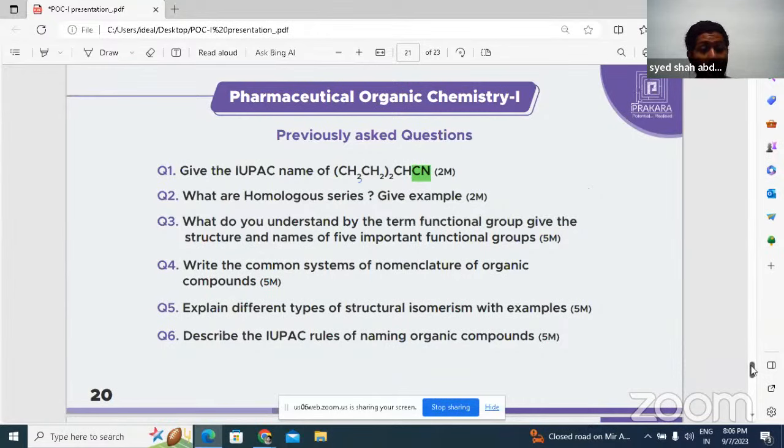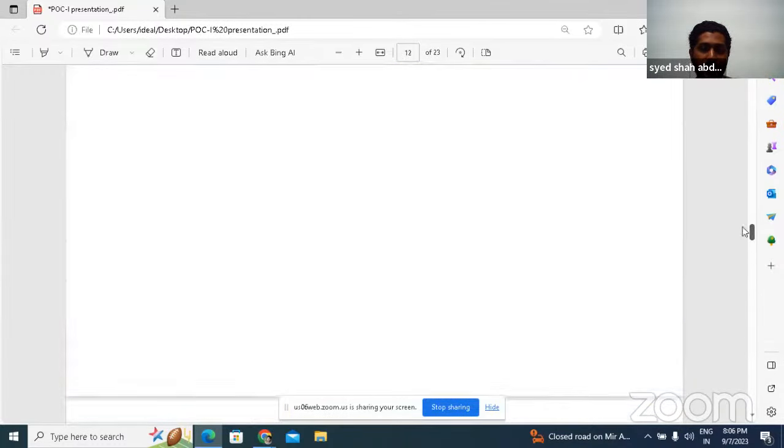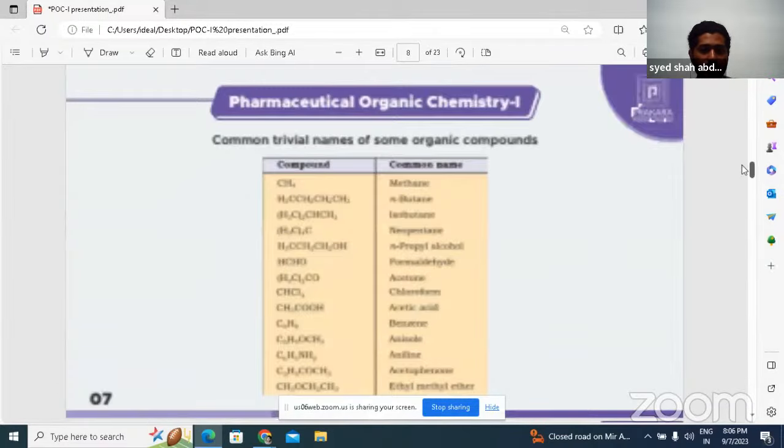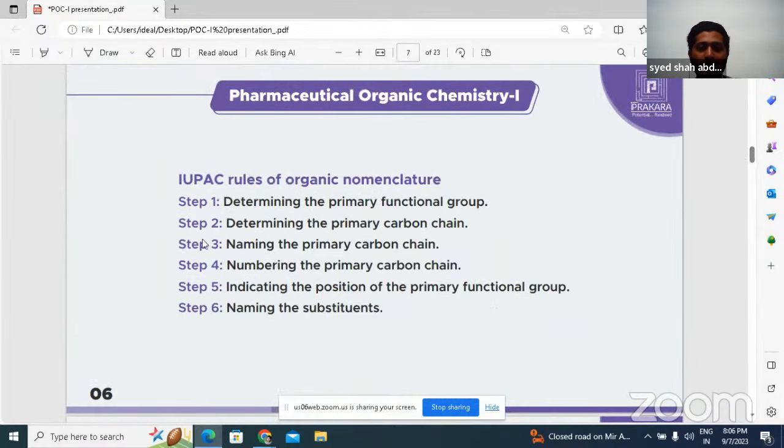Next is describe the IUPAC main rules of naming of organic compounds. So you should be taking down these 6 rules: determining the primary functional group, determining the primary carbon chain, naming the primary carbon chain, numbering the primary carbon chain. The second to last step is indicating the position of the functional group, and finally naming the substituents. And for this also, name the substituents based on alphabetical order.